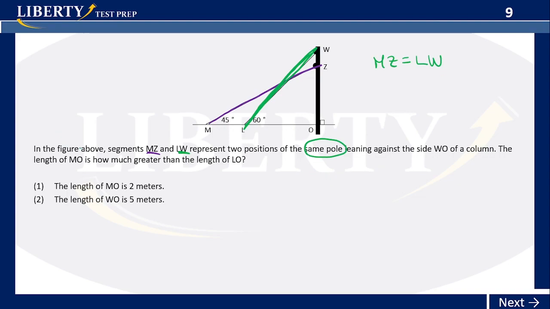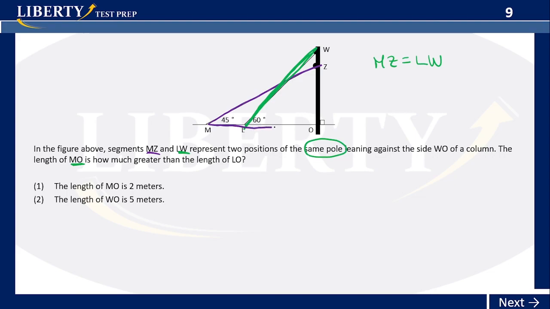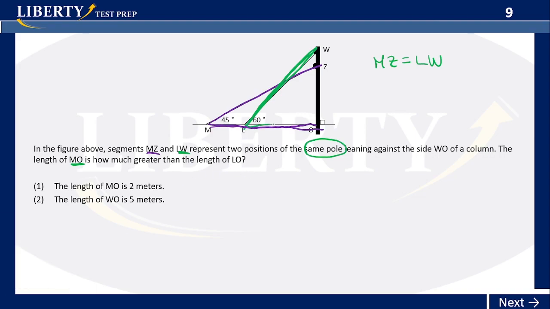Now, the length of MO here. Now we go to the bottom. The length of this MO is how much greater than the length of LO. LO would be something here. So basically we want to get MO minus LO. We don't want to get the exact number, but we want to know if it's possible from this data to get the difference. Okay, we also have to notice the degrees.